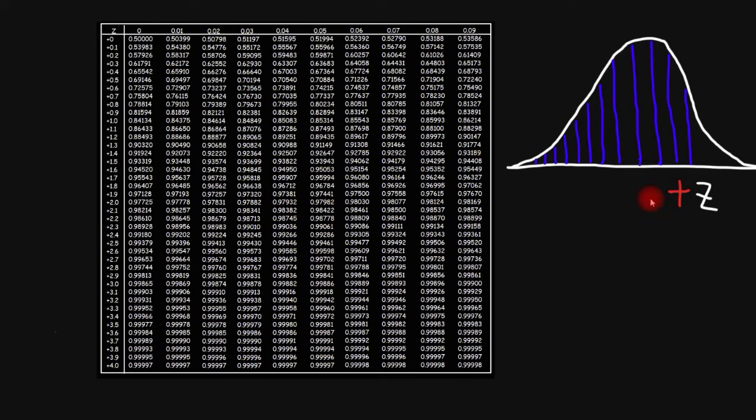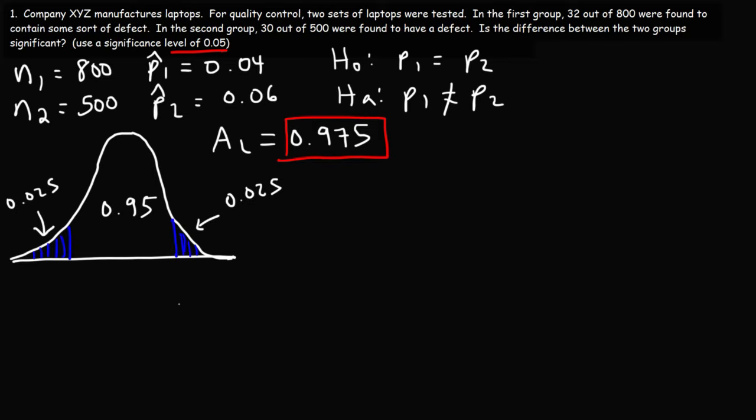So we need to look for a cumulative area of 0.975. And here it is right here. So we have to find a z-score that corresponds to that area. Looking at the row of 1.9 and the column 0.06, adding those two numbers, 0.06 plus 1.9, gives us a corresponding z-value of 1.96. So now let's write those z-values here.